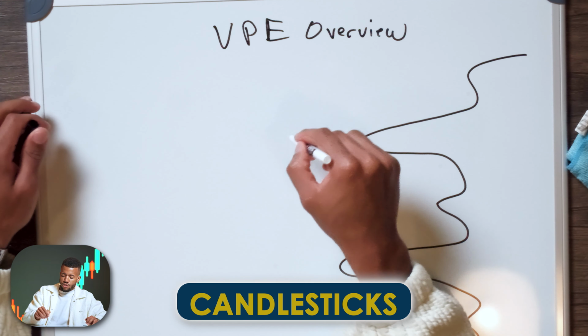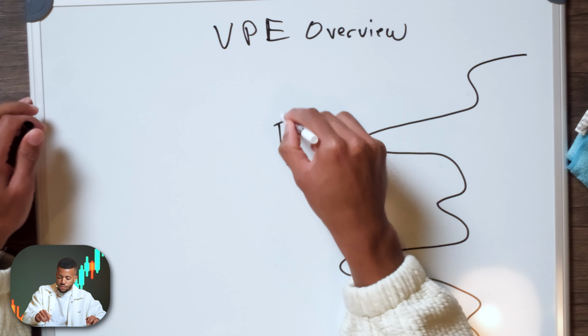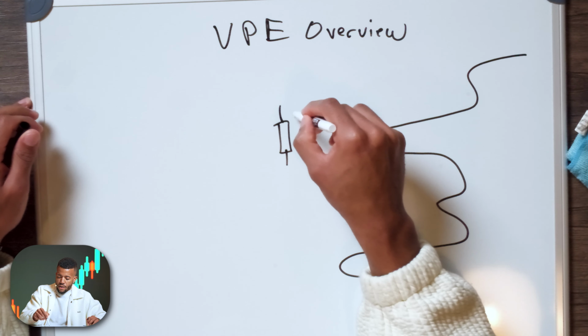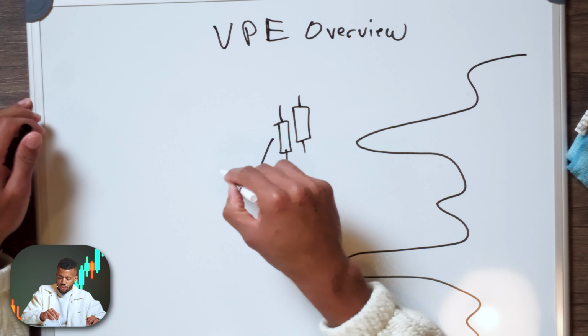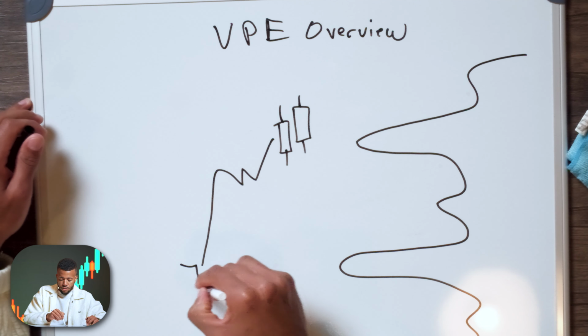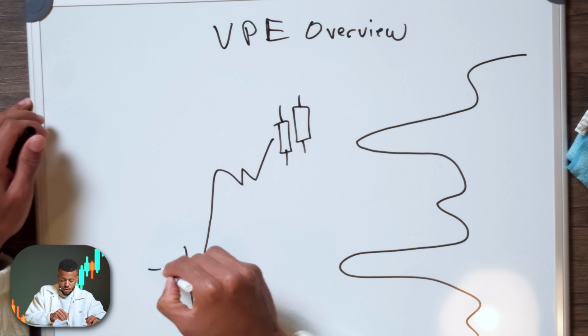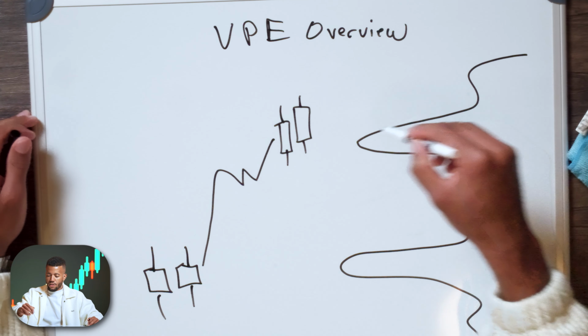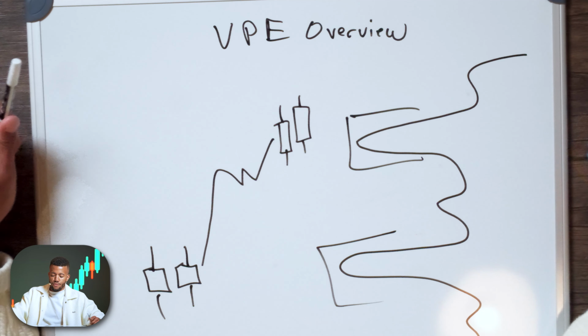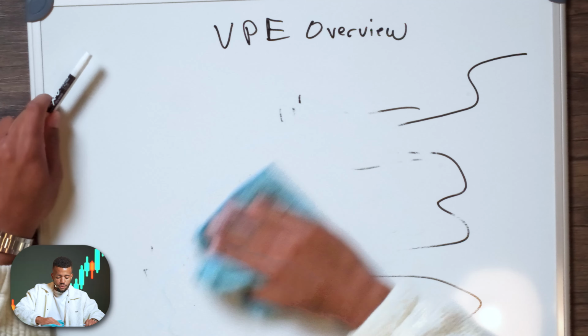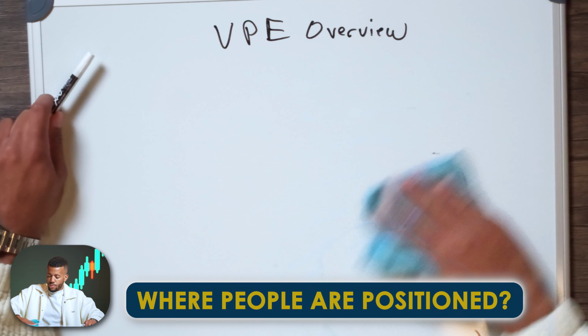And then we have our candlesticks. We might have some candles here, okay? We'll have some consolidation candles here. And then separately, we'll have some more candles down here, inside of these major nodes, right? And so the volume profile, really what it gives us is intuition about where people are positioned, okay?